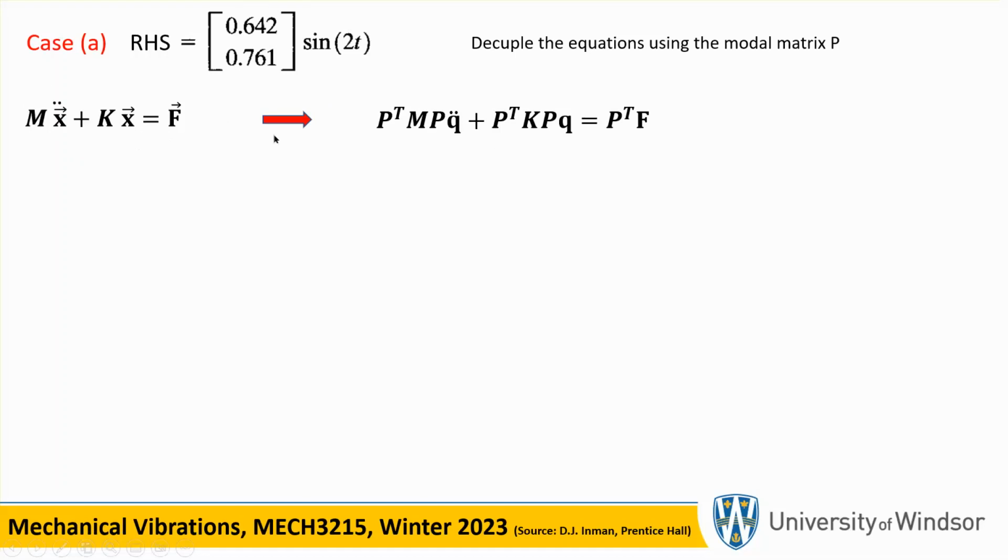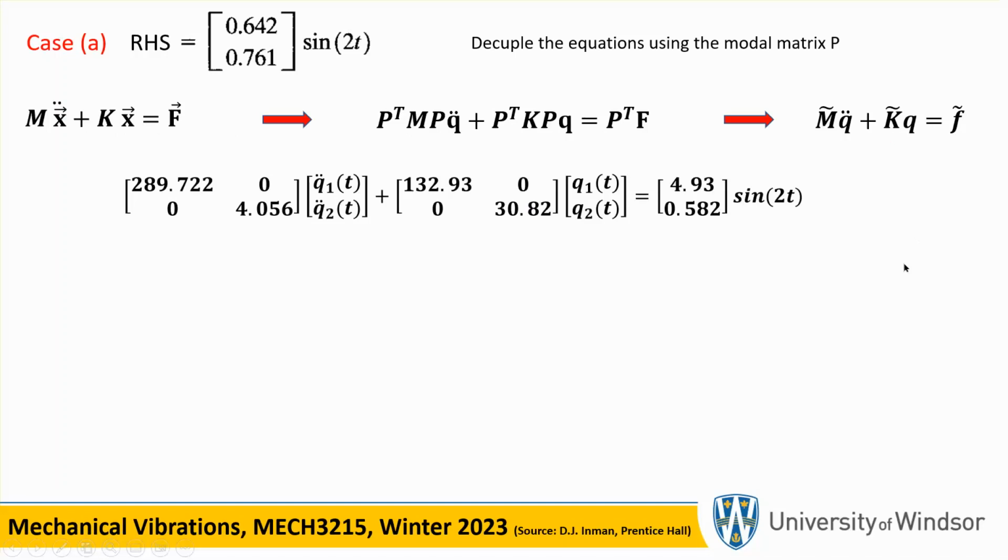I need to diagonalize this. Remember, we did it like this. We made a change of variable, saying x equal to Pq, and we replaced x with q, and then we pre-multiplied by P transpose. So you get this. These are decoupled equations, you know that. And in fact, I've written it down here for you.